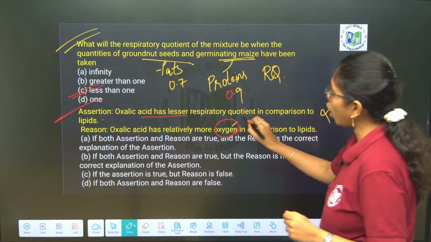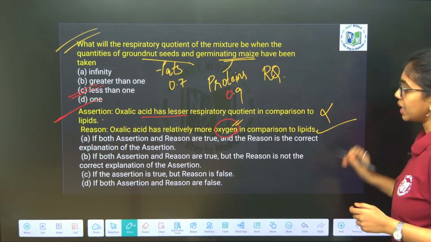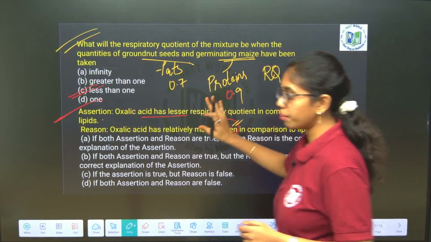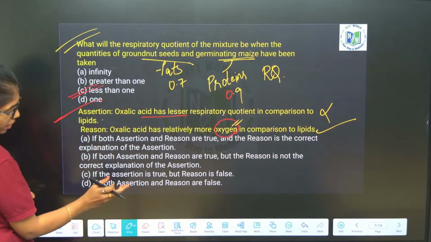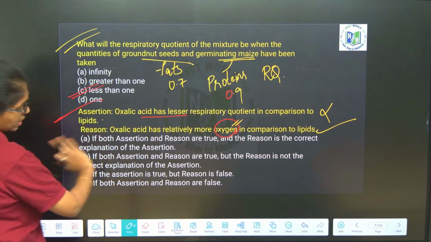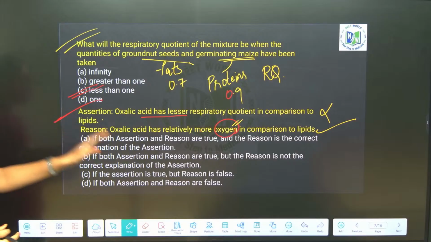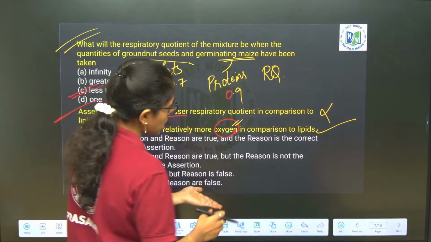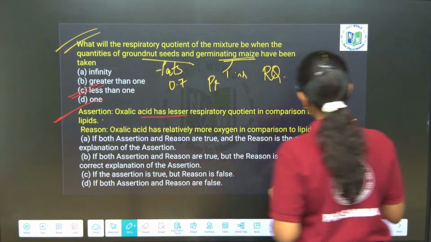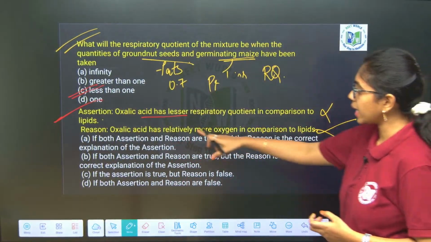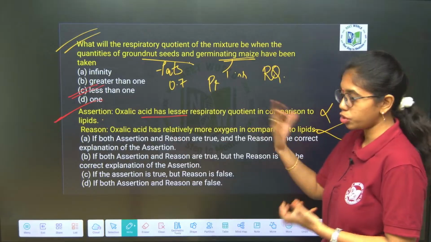Yes, it has more oxygen when compared to lipids. Here, the assertion is wrong, but the reason is true. If the assertion is wrong and the reason is true, once again look at the reason properly. Oxalic acid has relatively more oxygen compared to lipids. No, lipids will be consuming more oxygen than oxalic acids. Lipid will be consuming more oxygen.